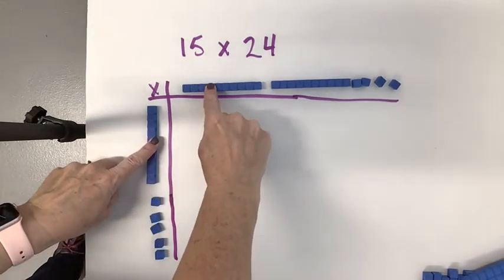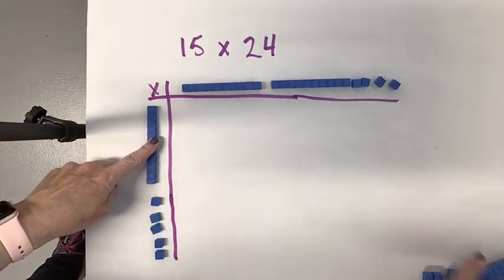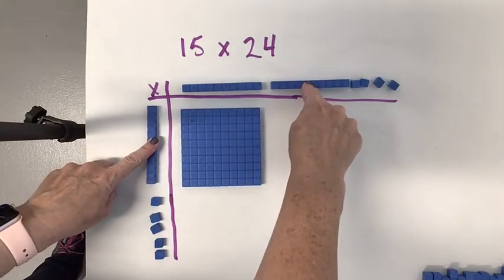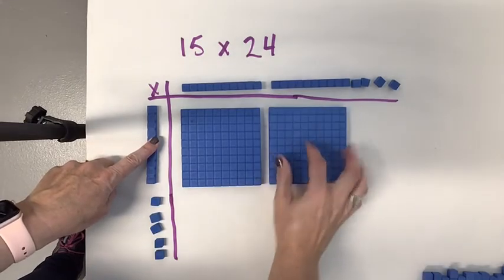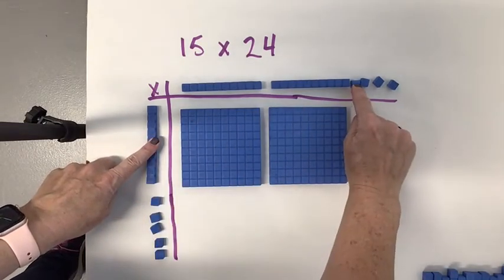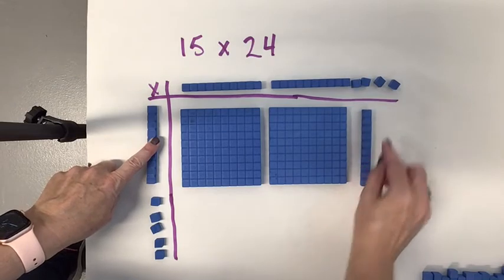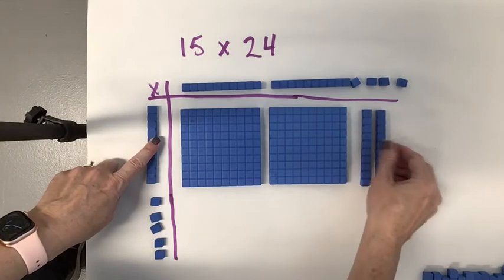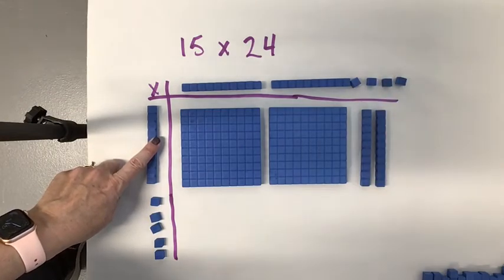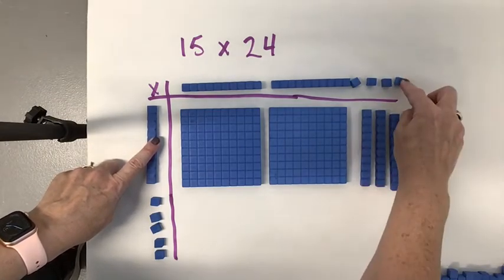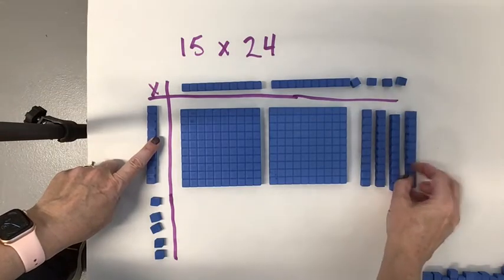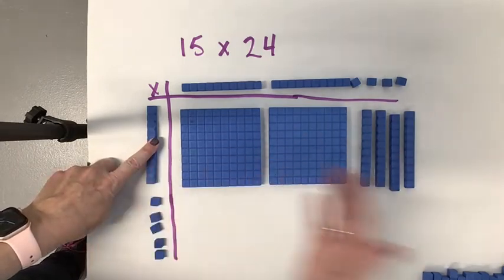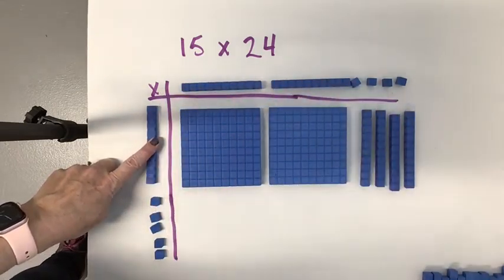What is 10 times 10? 10 times 10 is 100. What is 10 times this 10? 10 times this 10 is another 100. What is 10 times 1? 10 times 1 is 10. What is 10 times this 1? 10 times this 1 is 10. What is 10 times this 1? That's still 10. And 10 times this 1 is 10. So I've multiplied the 10 times every part of 24, which leads to partial products.